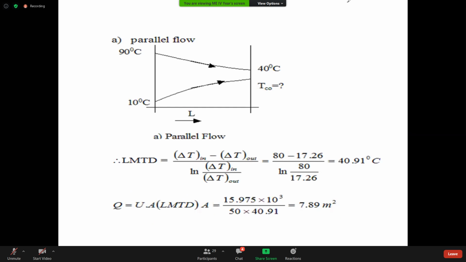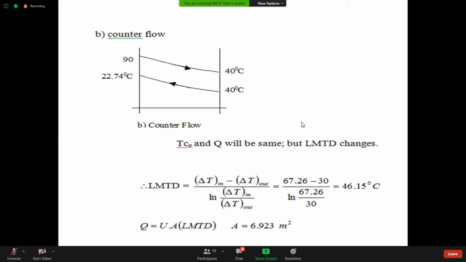Next, counter flow. చూసారా counter flow again, these were changed, the temperature differences were changed. This is wrong, this is 30, something like this. Okay, the values are wrong here. Counter flow, see, you find this difference, right? TH naught and Q will be same, TC naught, but LMTD changes.